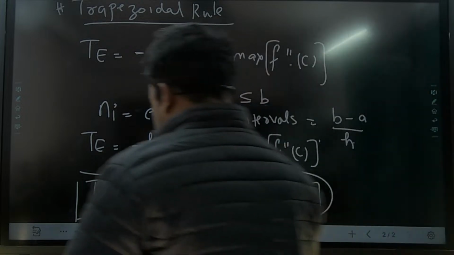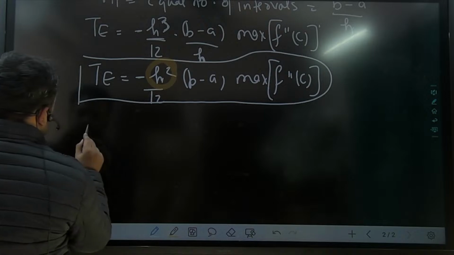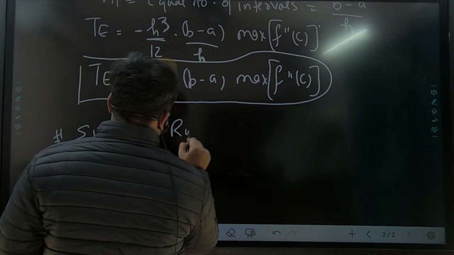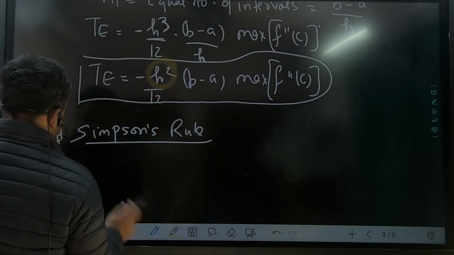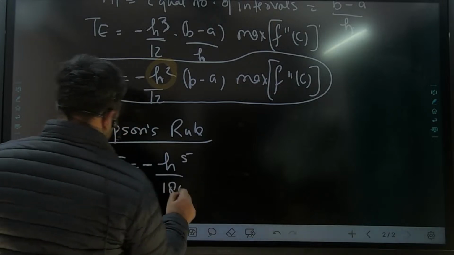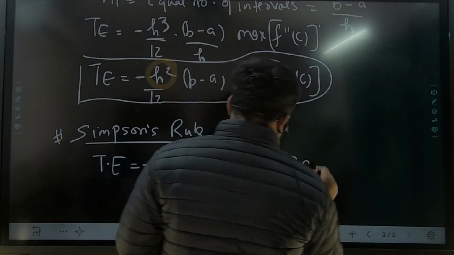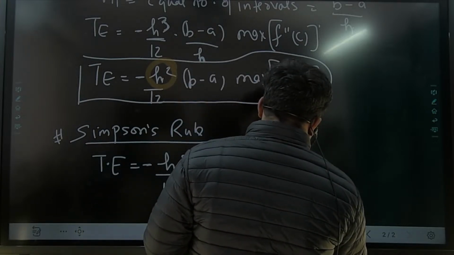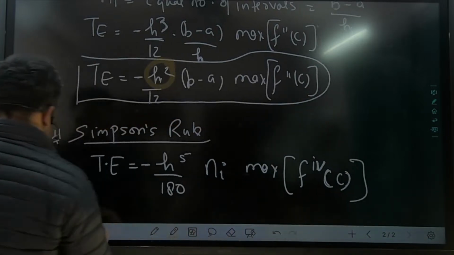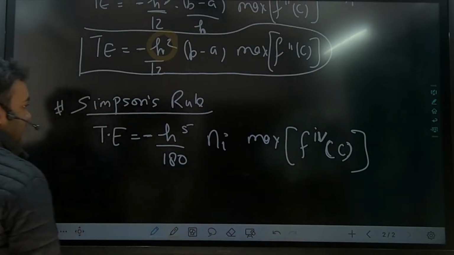Similarly, we have Simpson's rule also. The truncation error for Simpson's rule is given by minus h raised to power 5 by 180, times the number of intervals ni, times the maximum value of the fourth derivative of f of x at point c.